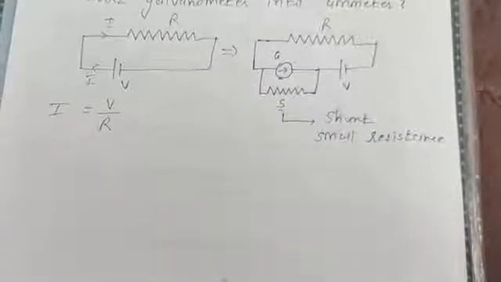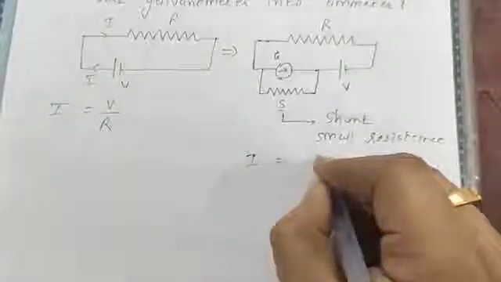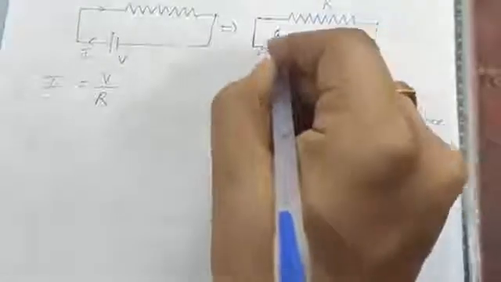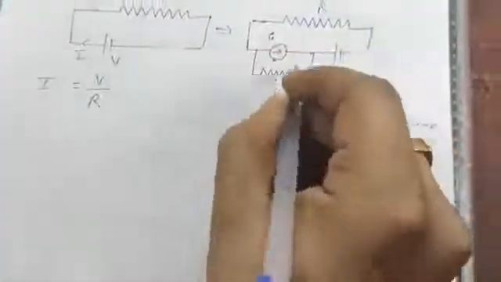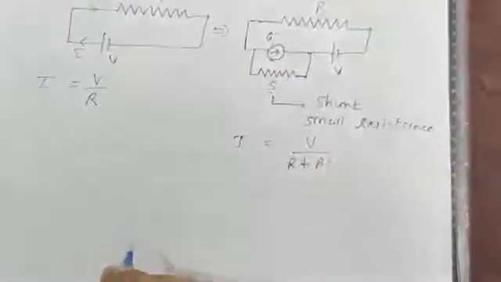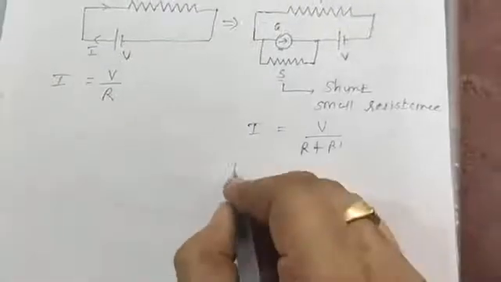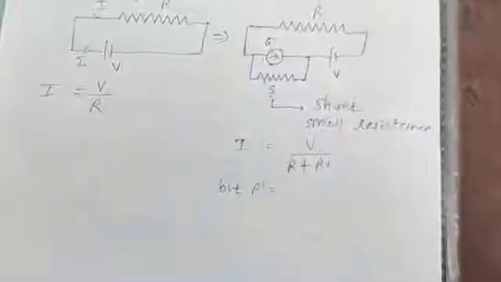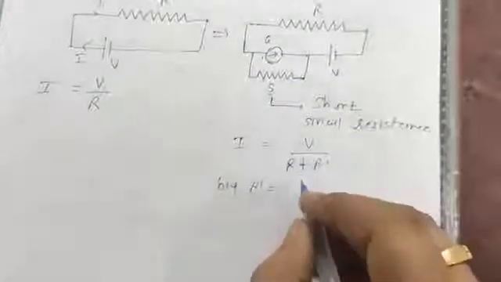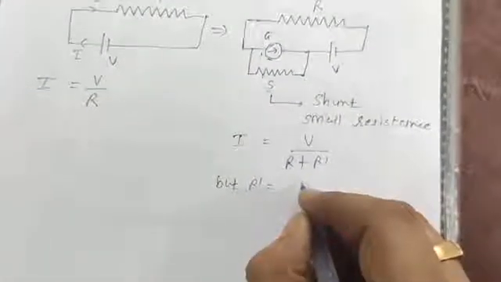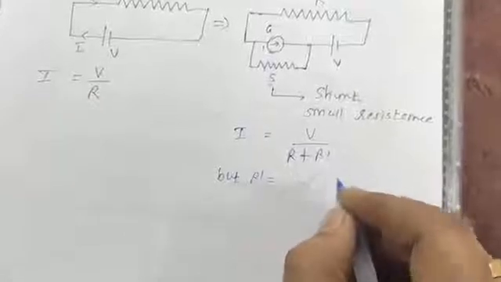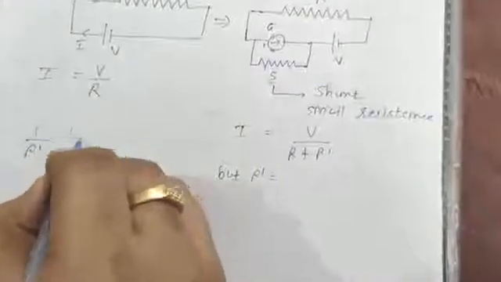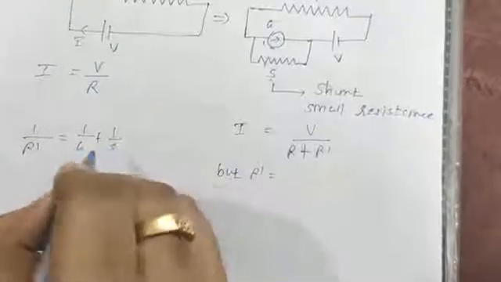Now here, what will be the current? I is equal to V upon (R plus R dash), where suppose the equivalent resistance of this G and S is R dash. But R dash is, G and S are in parallel connection. So we can say that R dash is equal to, you know that equation, 1 upon R dash is equal to 1 upon G plus 1 upon S.